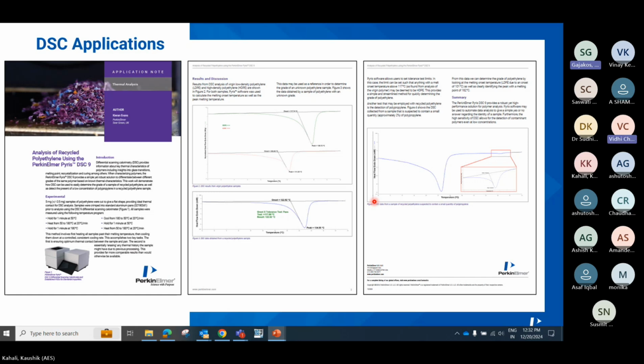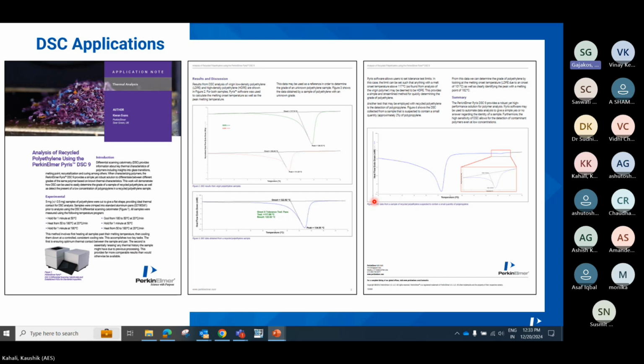Whereas for the HDP, we can set the criteria as: if the onset is around 117 degrees and the peak temperature is 128 degrees or above, it must be HDP. So it can give the results in terms of pass and fail, as well as differentiate between these two closely related polymers.